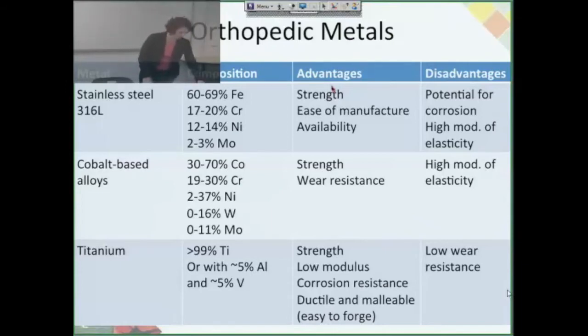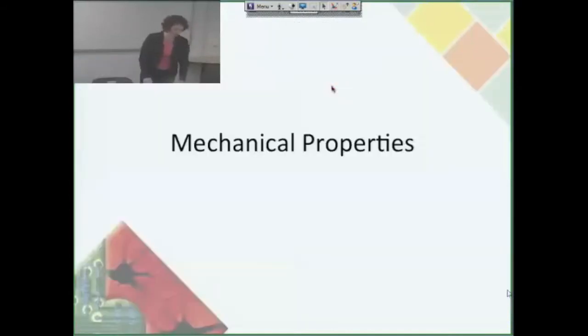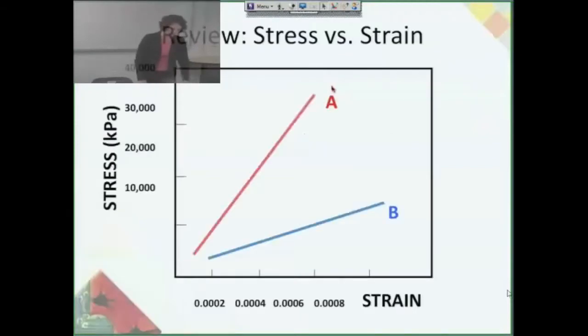Okay, so we talked about these mechanical properties as being one of the most important things you have to consider initially in designing a material, and also in why it failed. So just to quickly review, stress and strain. Stress is the force divided by the area. Strain is change in distance relative to its starting point.